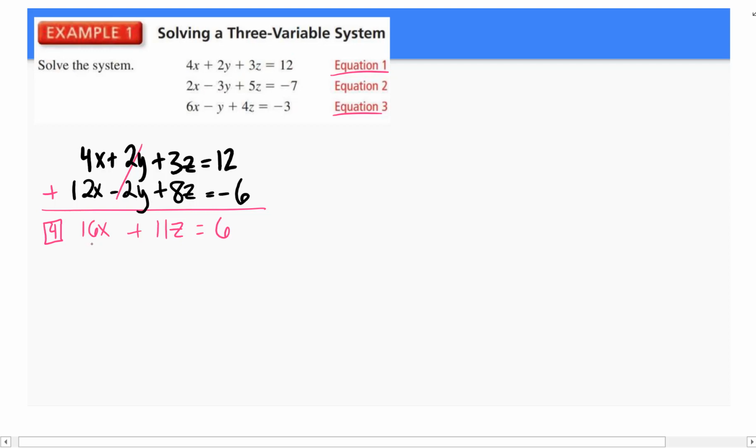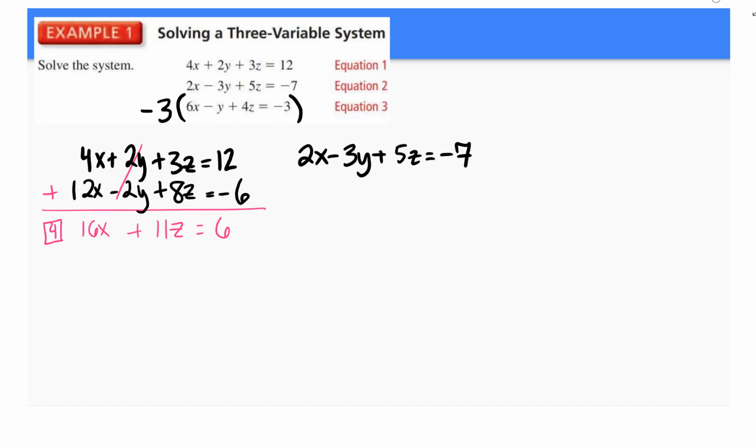It needs to be the y because I want my fifth equation to only have the variables x and z, just like equation 4. I'm going to use equation 3 again because it has a coefficient of 1 or -1, which makes my life just slightly easier. In order to eliminate these y's, I would need to distribute a -3 into this third equation. If I distribute a -3, I can easily add.